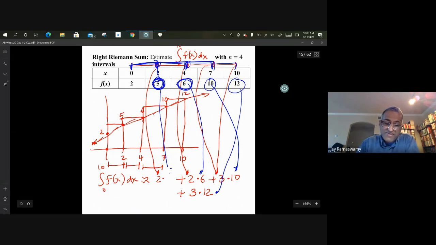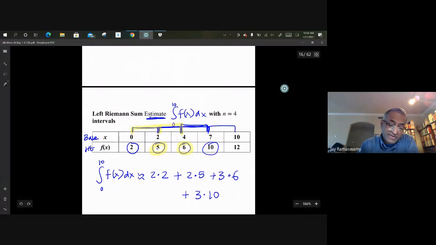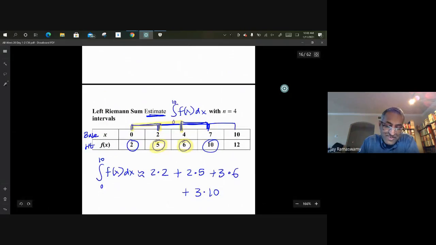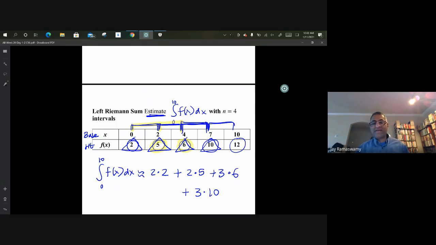Okay, for left Riemann sum, it was exactly the same, but we looked at the left heights. So first base times left height, second base times left height, third base times left height. Is that clear? And then fourth base times left height. And a student said, oh, so you're not using 12 really. Yes. For left and right, we are really not using one of them, and that's okay.